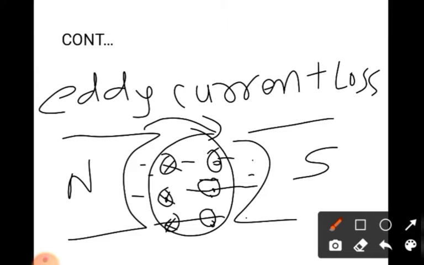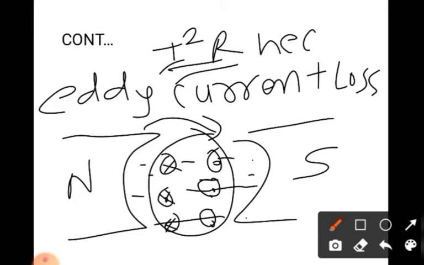After cutting the magnetic flux, EMF is induced in that conductor and current starts flowing through the armature conductor. There is no alternative path for current flow. Therefore this current continuously flows in the armature conductor, and I square R loss takes place in the form of heat.